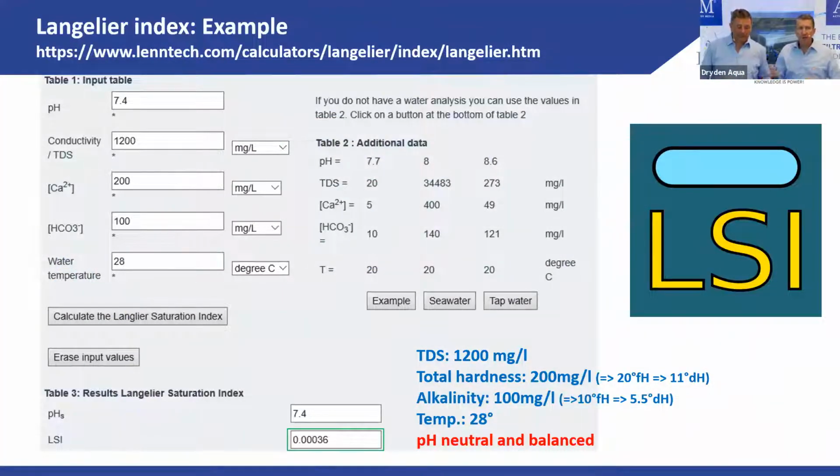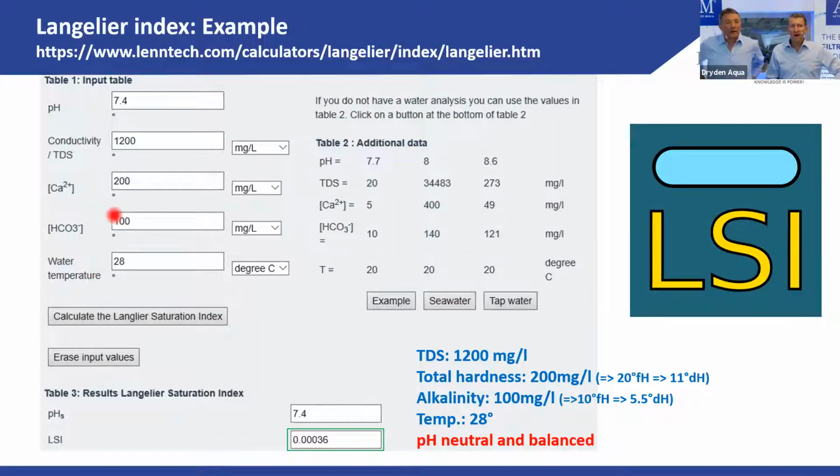Okay, so there are great calculators online that you can find. This is one that we have been using, Lentec. There are apps for this as well. So just go on Google, Langelier Saturation Index, and you find this Lentec. Yes, this is my favorite one.